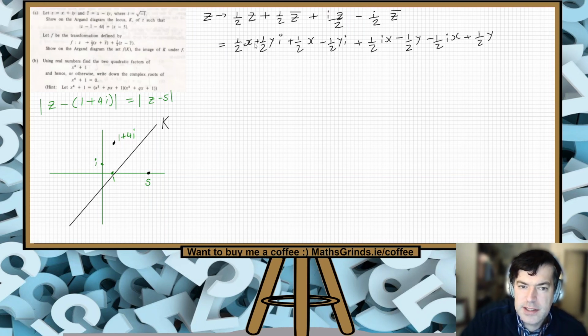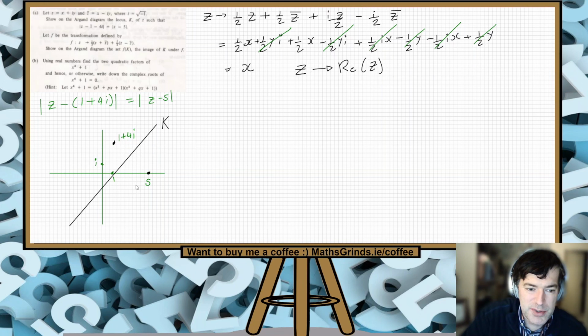So let's see, what can I cancel here? A half yi minus a half yi, a half ix minus a half ix, a half y minus a half y. A half x plus a half x is just x. So the transformation is actually to take Z to just the real component of Z. So it's projection onto the horizontal axis here.